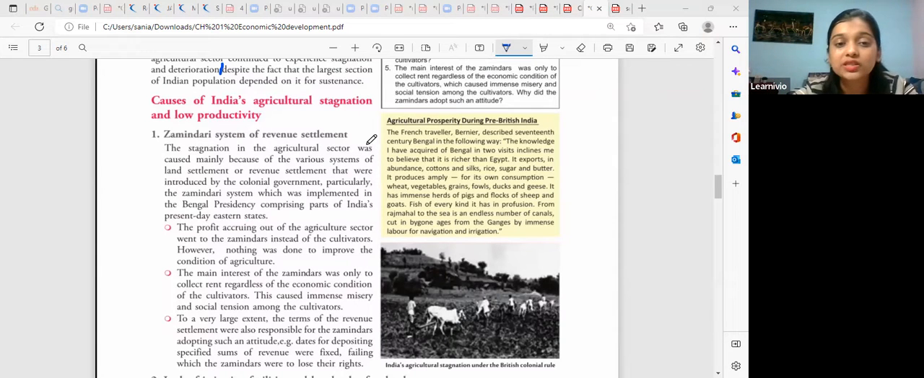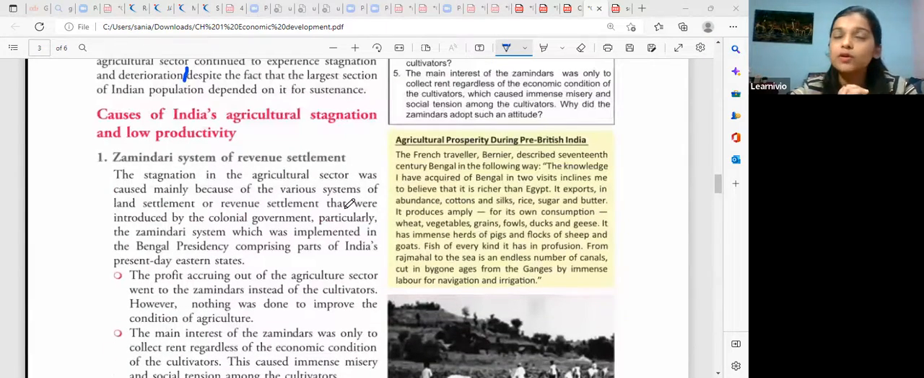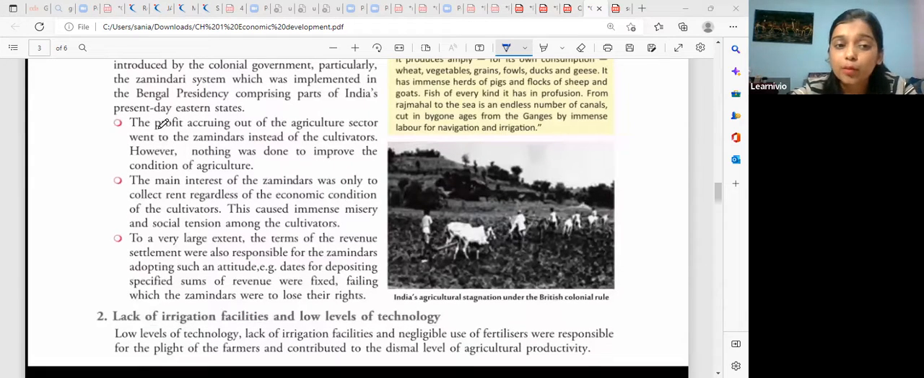The stagnation in the agriculture sector was caused mainly because of various systems of land settlement or revenue settlement introduced in the colonial period, particularly the zamindari system, which was implemented in the Bengal Presidency, comprising parts of India's present-day eastern states. There were many reasons, but one of the most important was this zamindari system. Why did it lead to low productivity in agriculture? The profit from the agriculture sector went to the zamindar instead of the cultivator.